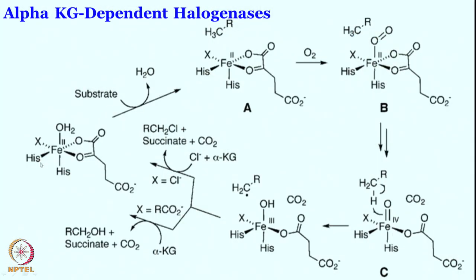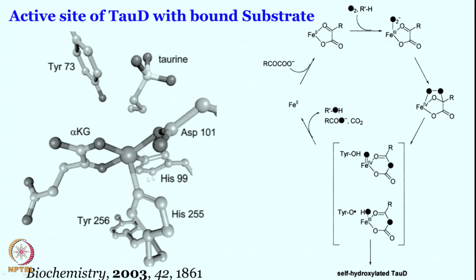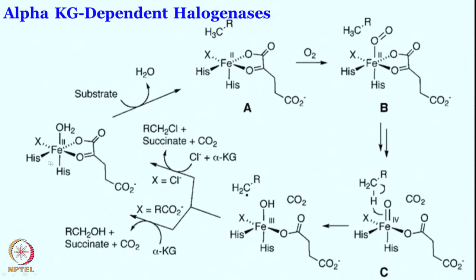Well, we were having two histidine and one aspartate, right? Previously with the alpha-keto glutarate dependent hydroxylases, oxygenases. So, we have 2 histidine and 1 aspartate. If you remember, 2 histidine and 1 aspartate was there. Now, what if this aspartate is removed and replaced with another halide? So, this becomes a completely different enzyme now.